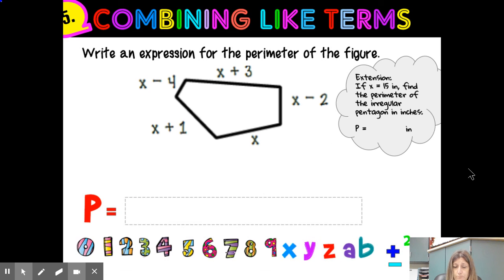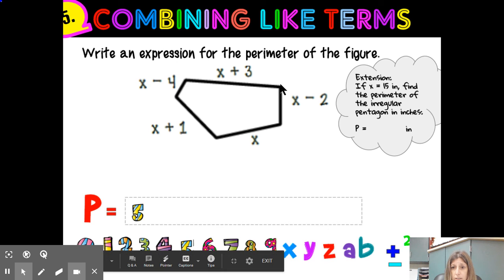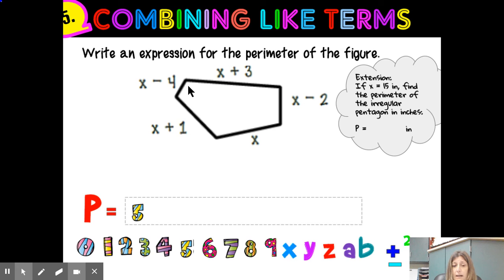Number 15. Okay. All right. So here, let's see. This is a 1, 2, 3, 4, 5-sided polygon. So it's a pentagon, but it's not like we would normally see. They're not all the same size. So it's an irregular pentagon. Regardless, we're going to add all of our sides together.